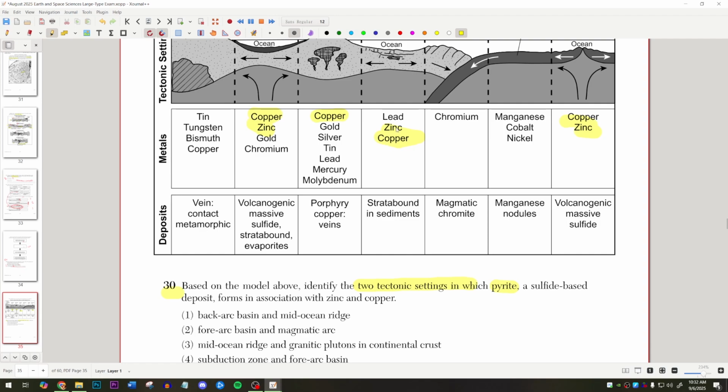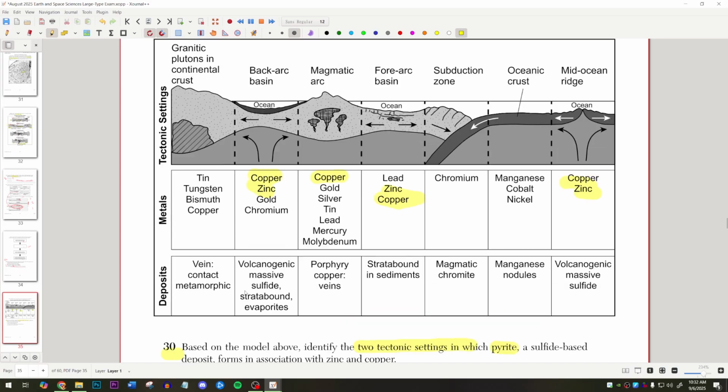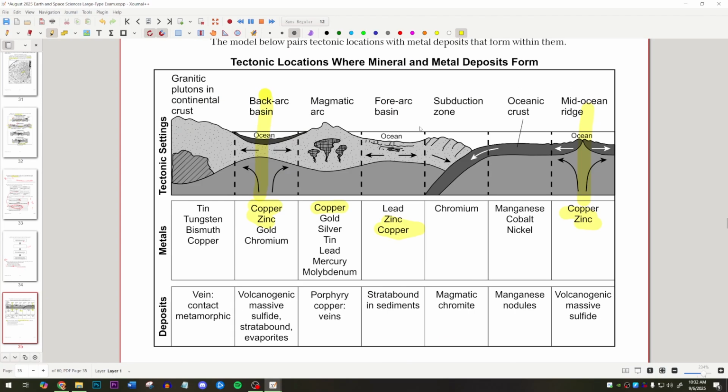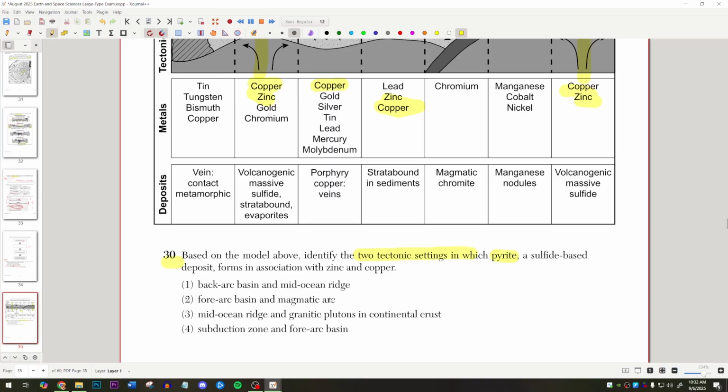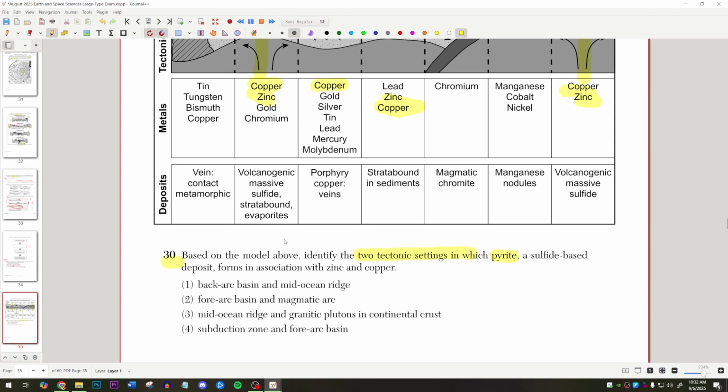Let's just see. Really, it can only be mid-ocean ridge. We'll go through these. Back arc basin and mid-ocean ridge. Back arc basin's correct. Mid-ocean, that's automatically right. Fore arc basin, zinc and copper, yeah. And magmatic arc. No, there's no zinc there, so that's wrong.